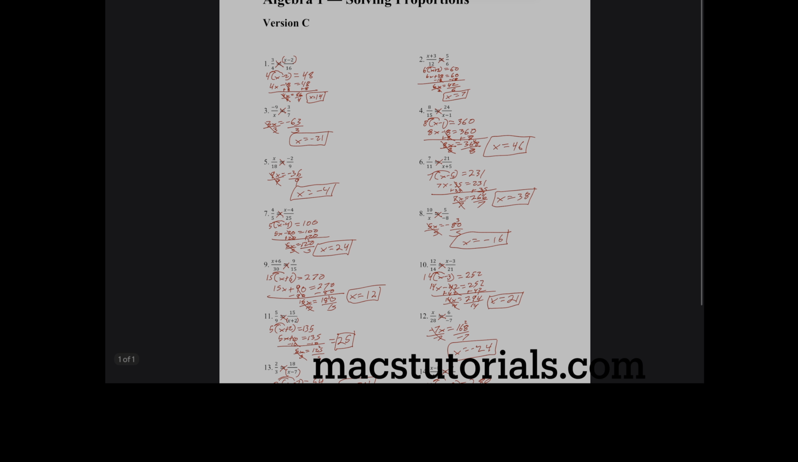Okay, so here would be your answer key. And so hopefully this went really well for you. And if so, great. If not, check out versions A and B.